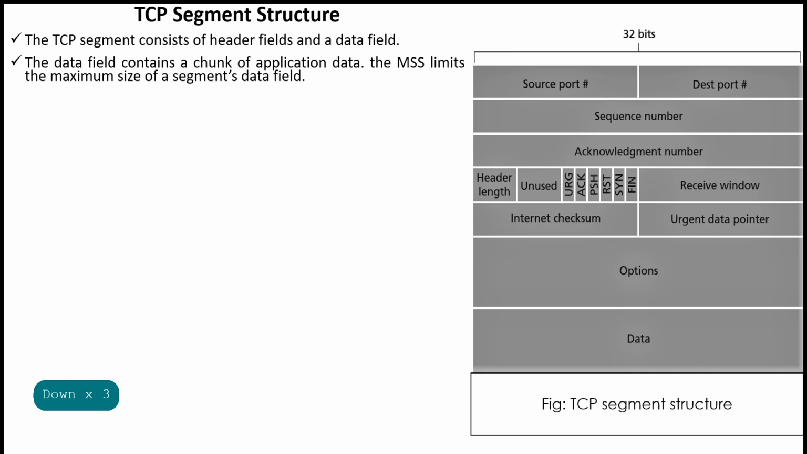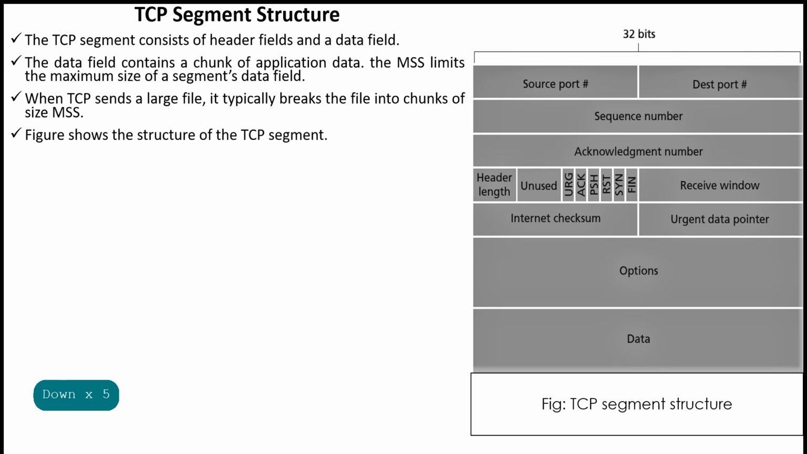The MSS limits the maximum size of a segment's data field. When TCP sends a large file, it typically breaks the file into chunks of size MSS. The figure shows the structure of the TCP segment.